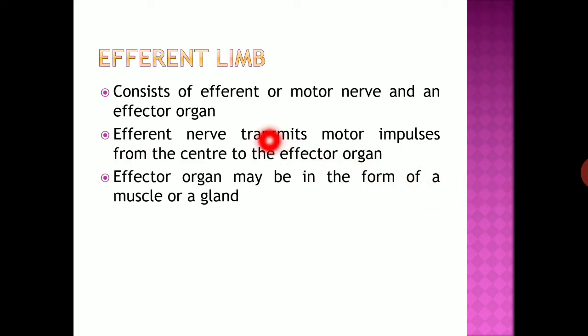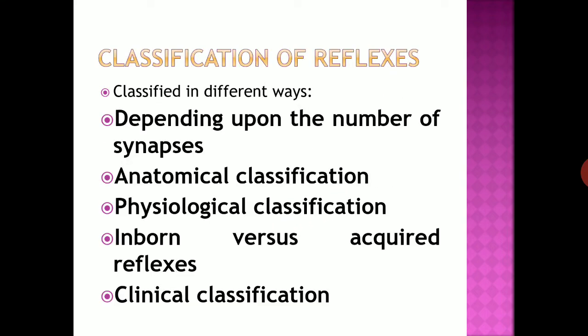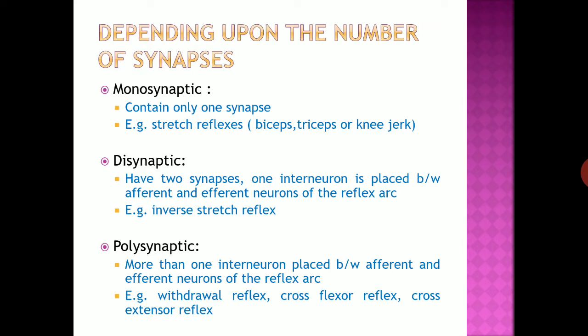Efferent limb consists of efferent or motor nerve and effector organ. Efferent nerve transmits motor impulses from center to the effector organ, like muscle. Effector organ may be in the form of muscle or gland. And now an important topic is classification of reflexes. It is classified in different ways depending upon the number of synapses, anatomical classification, physiological classification, inborn versus acquired reflexes, and clinical classification. Now detail.